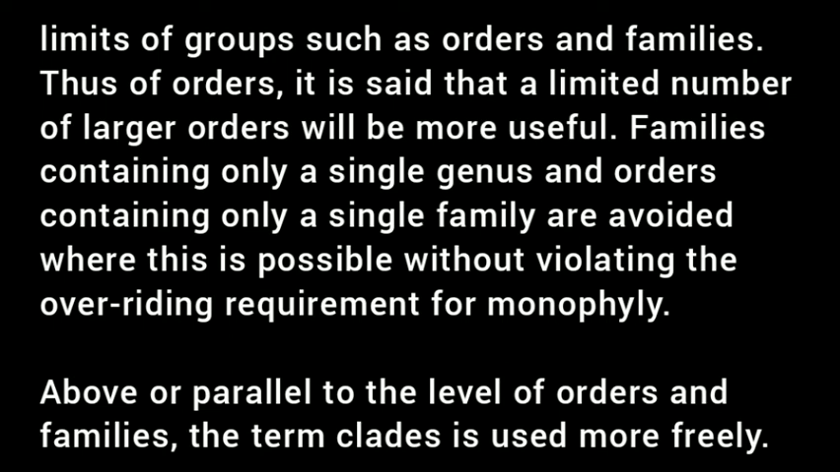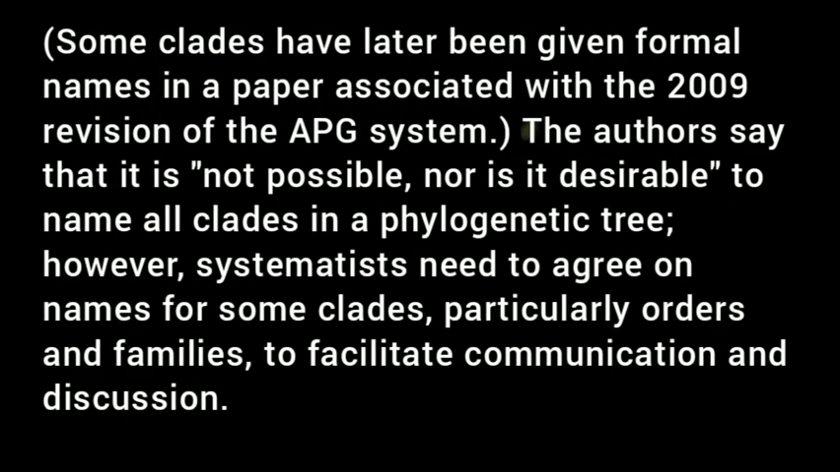Clades above are parallel to the level of orders and families. The term clades is used more freely. Some clades have later been given formal names in a paper associated with the 2009 revision of the APG system. The authors say that it is not possible, nor is it desirable, to name all clades in a phylogenetic tree. However, systematists need to agree on names for some clades, particularly orders and families, to facilitate communication and discussion.